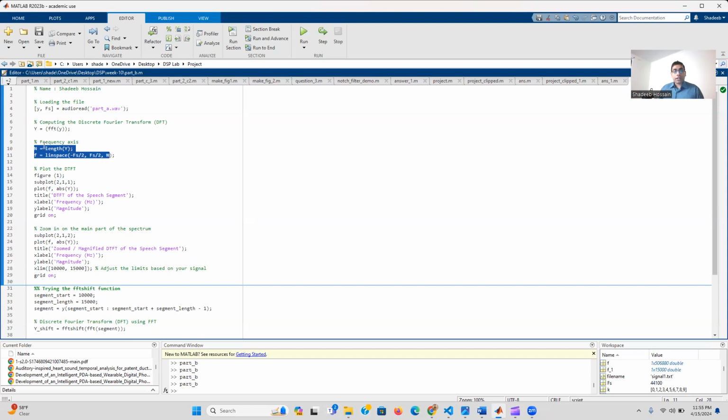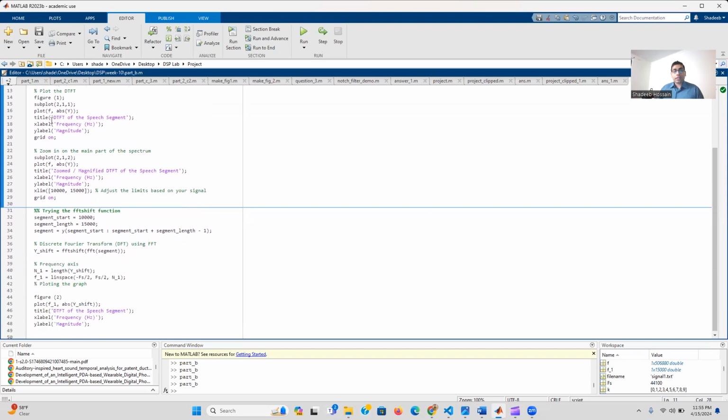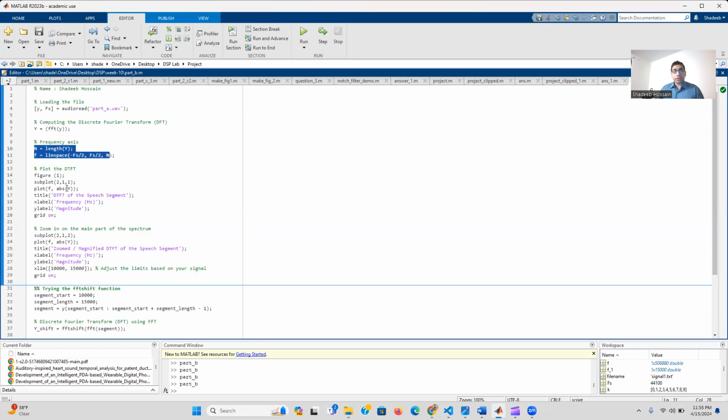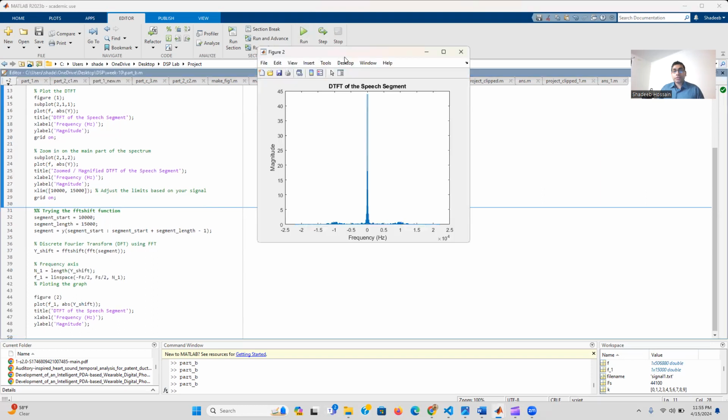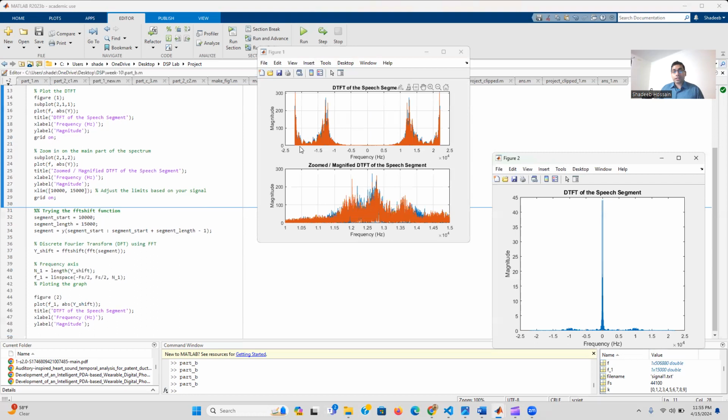Once you have done that, then you try to plot it. So when you plot it, you're trying to plot the y, which is the Fourier transform, against the frequencies. Now when you run this, this is the first portion of the signal. Okay, so you would see for your speech, you will find that it consists of a lot of frequencies over there. But you would find that most of the signals are concentrated in a particular frequency domain.